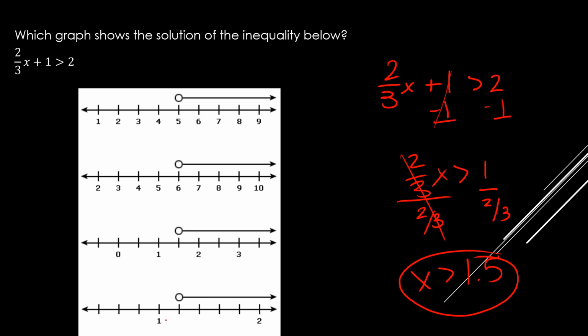Notice how here I have a 1 and my 2 is all the way over here. That means that this is going by 0.5. So this would be 1.2, 1.4, 1.6, 1.8. We don't want that one. This is the one that we want because there's one little tick mark in between the 1 and the 2, which means this would be 1.5, which is what we got for our answer.